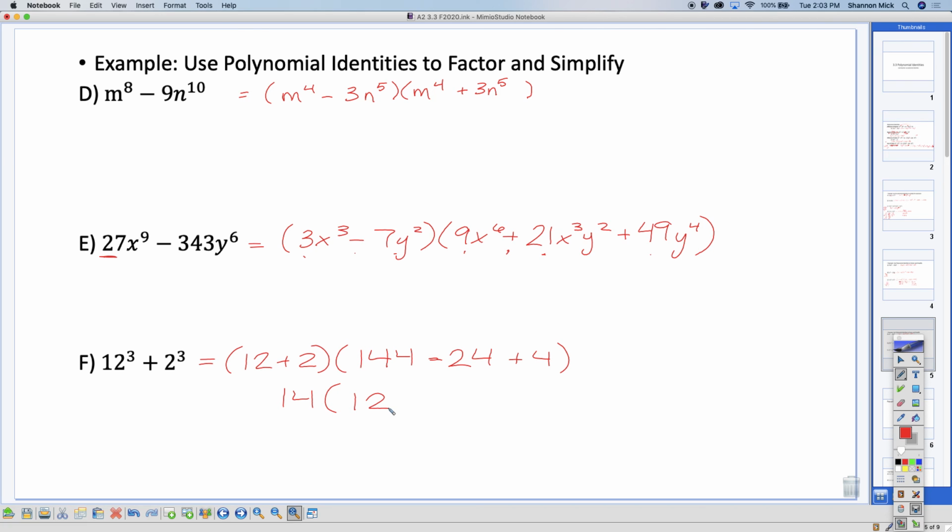Okay, now how can I make 14 easier to do? 10 and 4. Okay. If you're still getting confused by this, I'm going to talk you through it again. 10 times 124 is 1,240. 4 times 124 is 496. And then I add the two together.